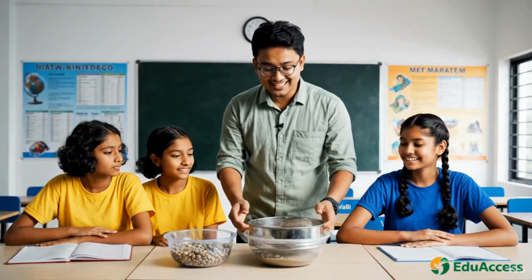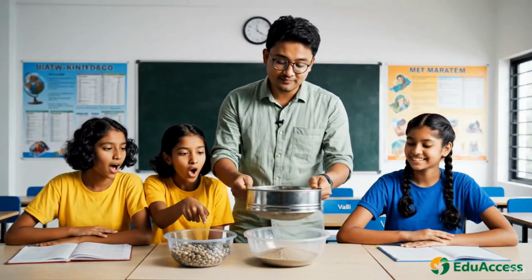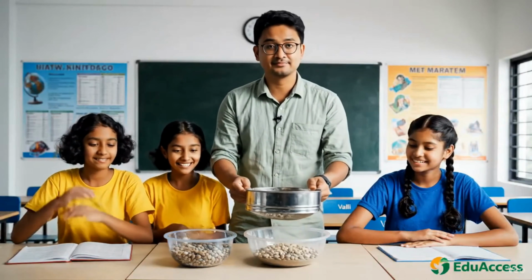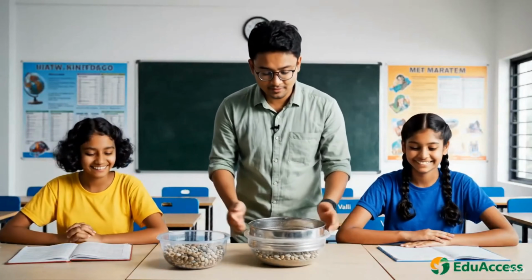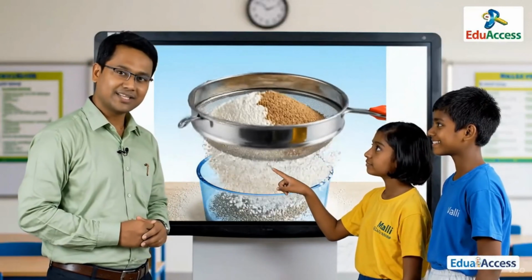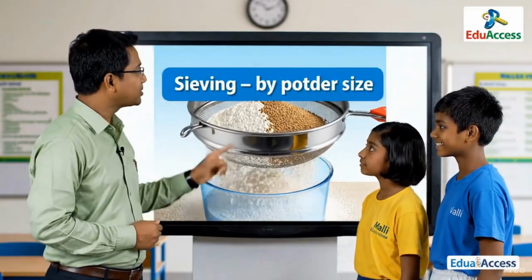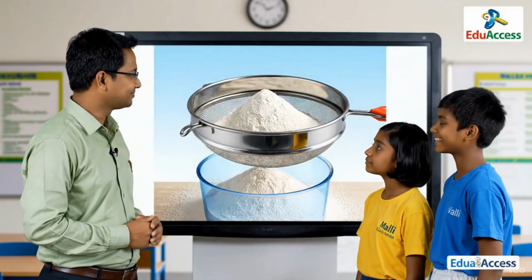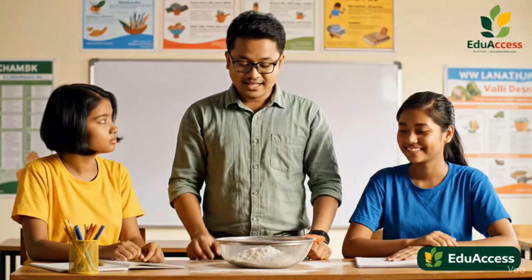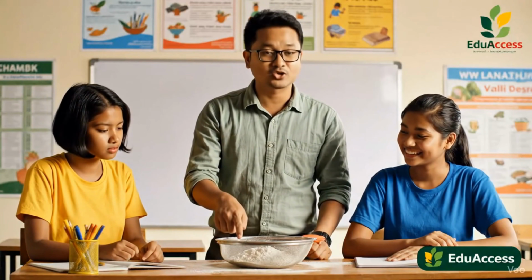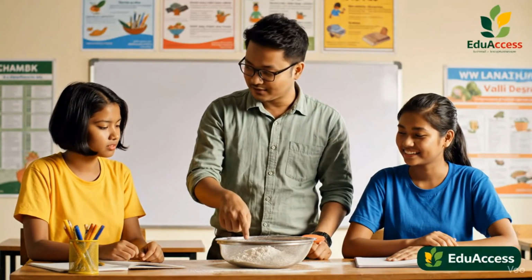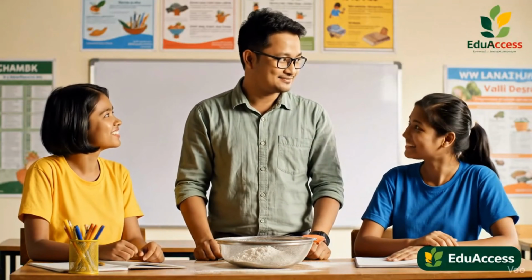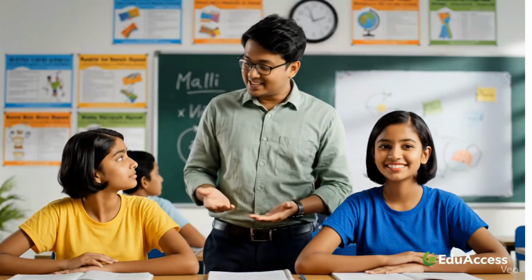The next technique is sieving, used for different sized solid particles. This process is called sieving, separating materials by particle size. Sieving is used for separating solids when particle sizes differ, like flour and bran. So that is how we separate the mixtures.